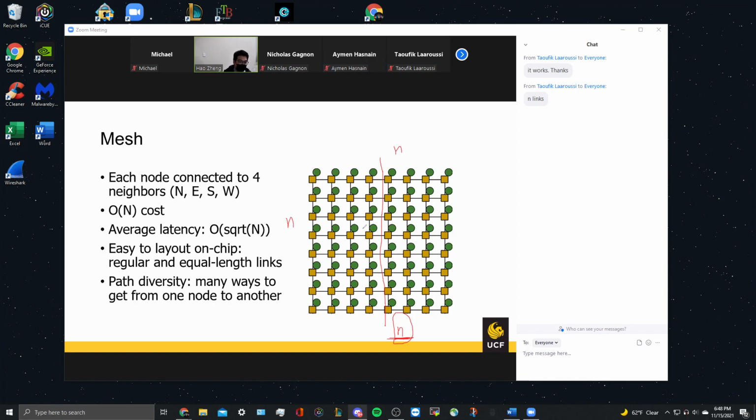Right. And each node connects in 4 directions, right? And it can provide more path diversity compared to a ring, because in a ring you can only go 2 ways. But for the mesh topology, each node has 4 ways to go, so it provides more paths. Which means you have better throughput, because you have better choices in selecting the routes.